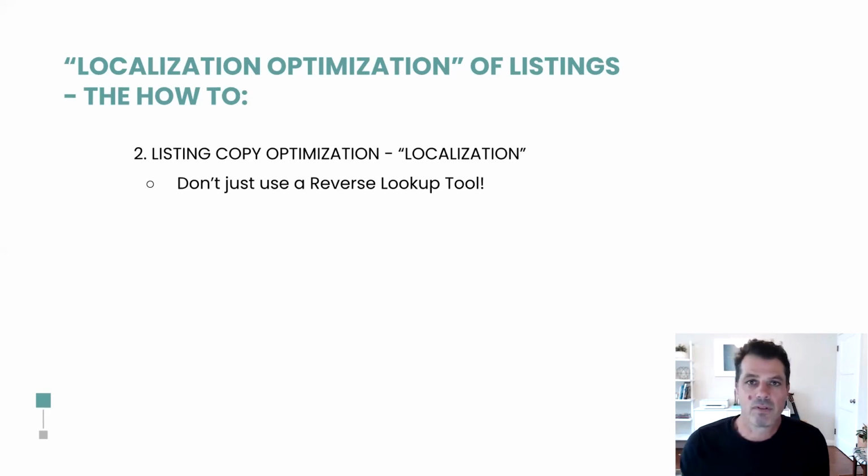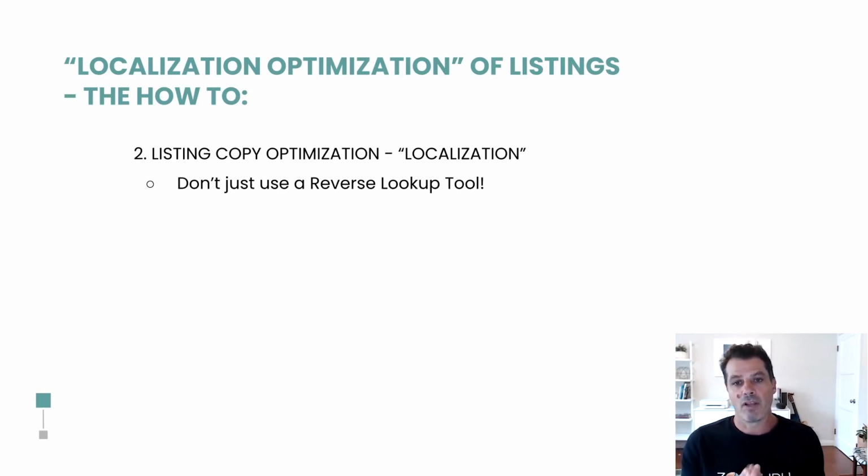There's a bunch of software options out there. Obviously we have ZonGuru, but there's other ones you can use. But the point I'm making here is, don't just use a reverse lookup tool. There's a lot of tools out there that just do a reverse lookup on an ASIN, right? They go and find 1 or 2 or 3 ASINs, and they'll pull in all the keywords across those different product listings, and give you a bunch of keywords that you can put into your listing.